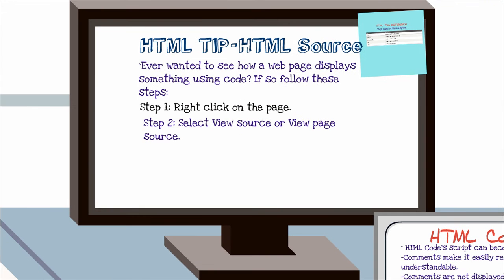And have you ever seen a web page and wondered, like, how did they do that? Like, where did that come from? To find out, all you have to do is right click in the page and select view source or view page source, something like that. And this will open a window containing the HTML code that made up the whole page. That's pretty cool. So if you want to check that out, you can.